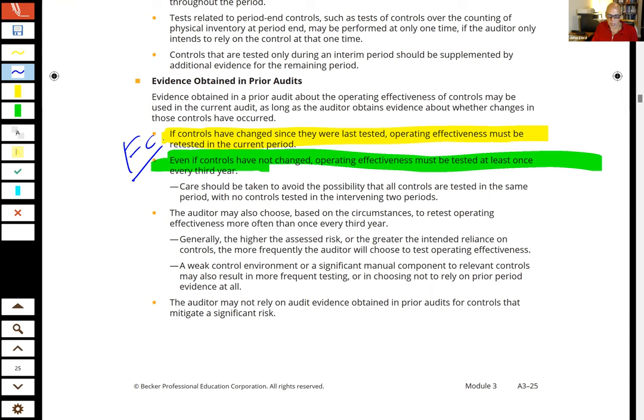So it's not like they can sit there and say, well, wait a minute, hold on, the controls haven't changed, and you tested them last year, so you can't test them this year. The auditor could choose to test them every single year. What they're telling you is that at a minimum, you must test them every third year. You could test them more frequently if you want to, but if they haven't changed since year one, you wouldn't have to test them in year two, year three. By year four, yeah, you would have to test them because now you're into your third year.